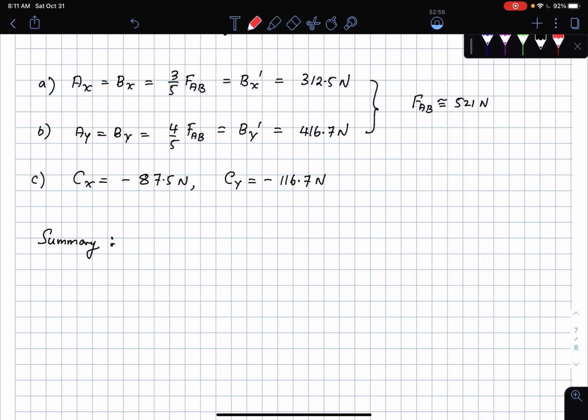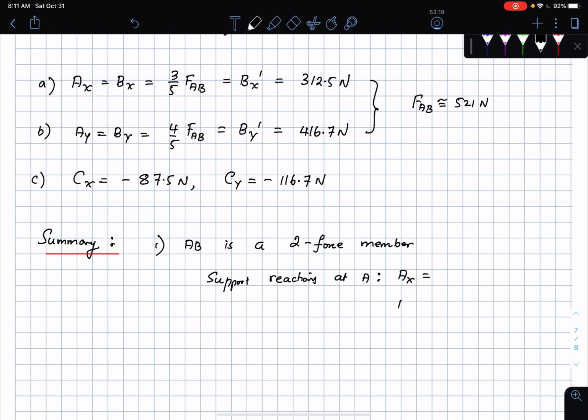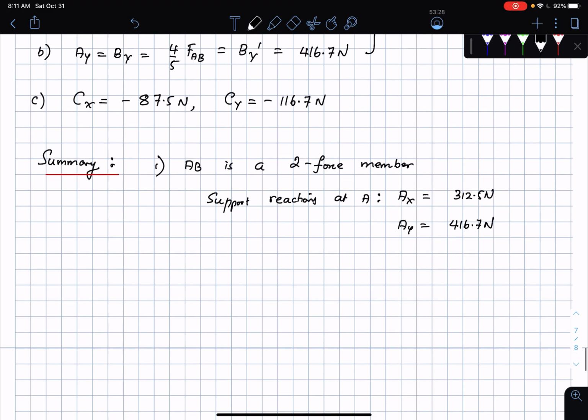Very brief summary of what we have done. AB is a two-force member. The pin reactions or support reactions at A are AX and AY, which we just calculated as 312.5 and 416.7 newtons. So that's one thing.